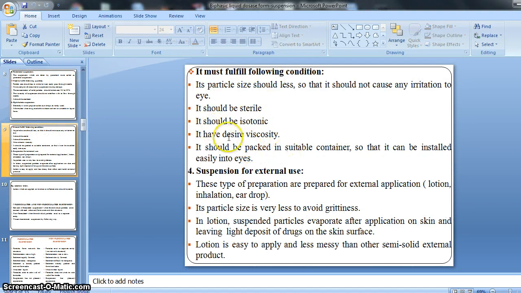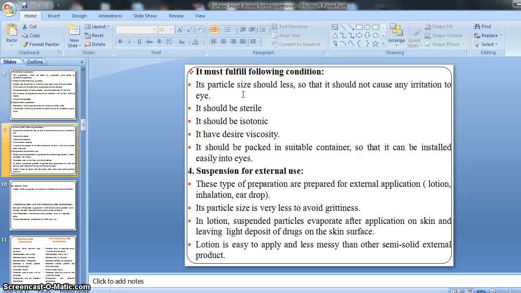Like in our previous class or type, there are also some qualities, means our ophthalmic or eye suspension should fulfill some properties or conditions, right? So let's see which are they. Its particle size should be small, so that it does not cause any irritation to the eyes, right? As we know, suspensions contain insoluble drugs, right? Insoluble parts, that's why there is a chance of causing irritation after instillation into the eyes.